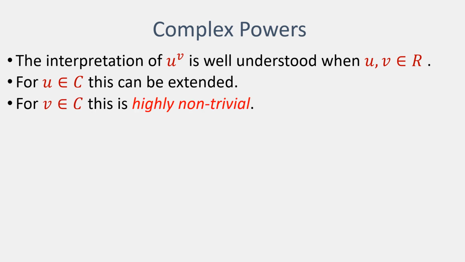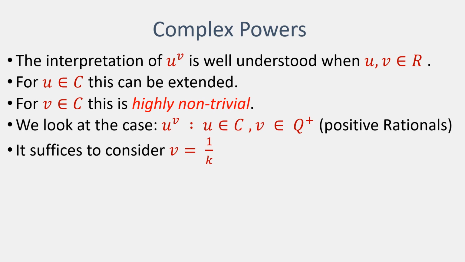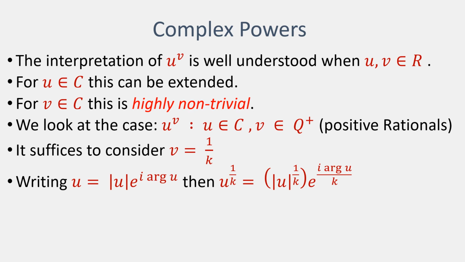If our power is a complex number, this is a very non-trivial process. I'm going to look at the case where we're raising one number to another power, where our base number is a complex number and our power is a positive rational number. And the only case we need to consider for our powers are 1 divided by some natural number. So what happens here?